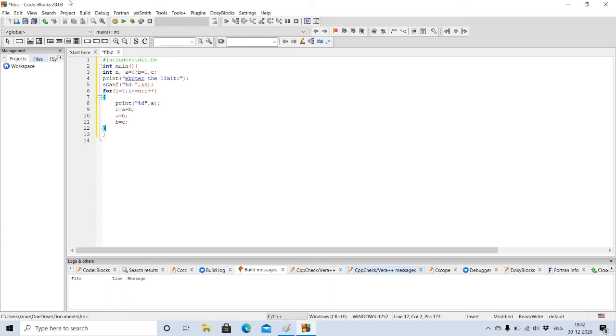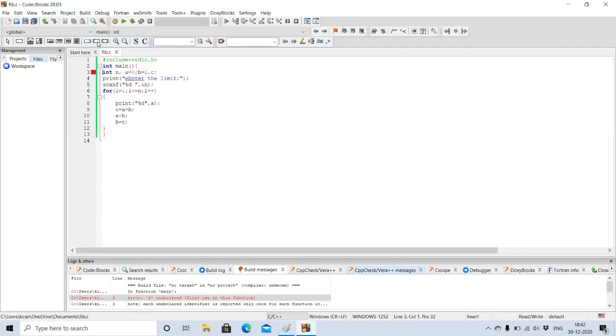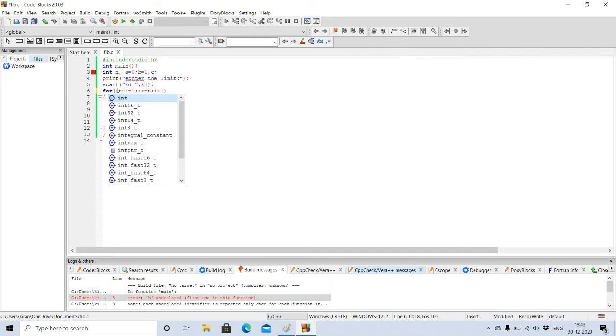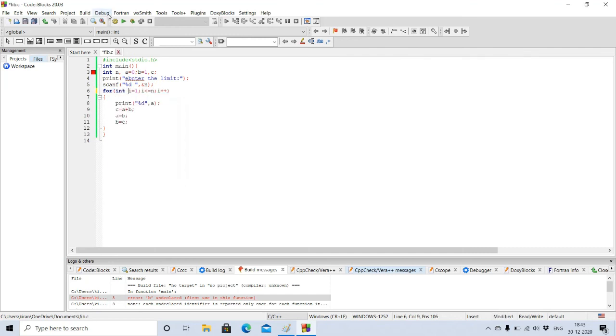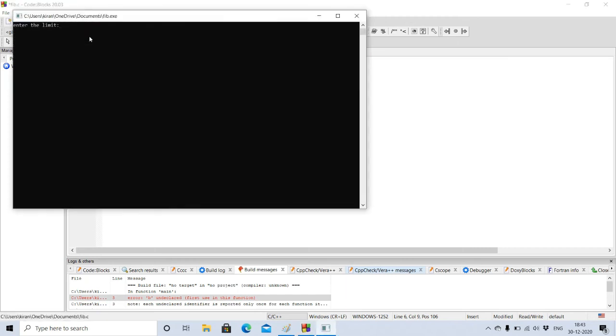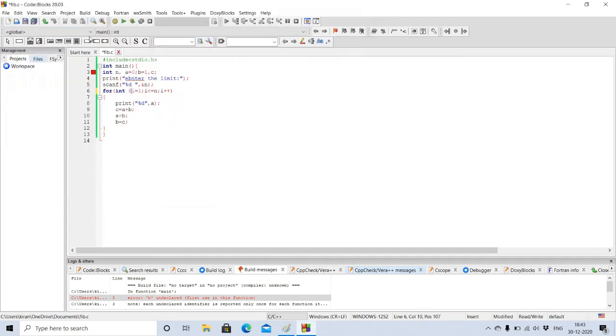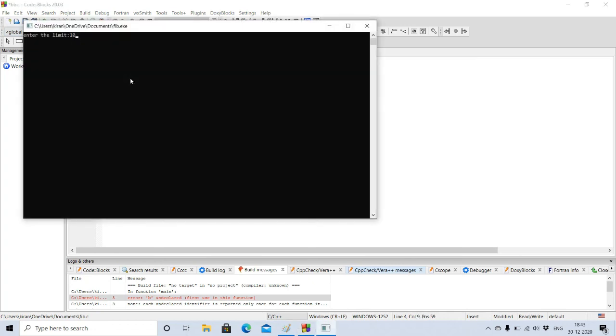So let's execute it. Oh, we have not initialized i, which we have taken in the loop. So let's run it. We have got the limit prompt. Let's enter 2. So we got 0 and 1. Let's check it for 10 values. So we have got it for the 10 values.